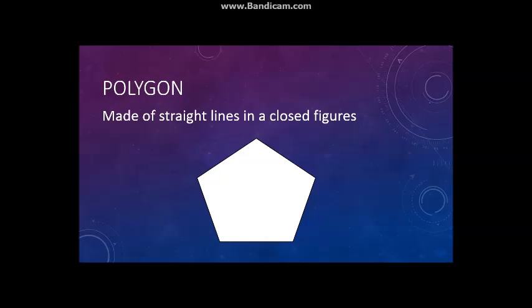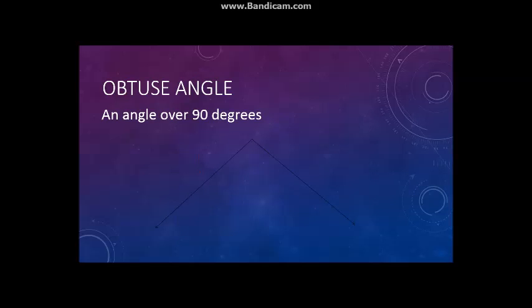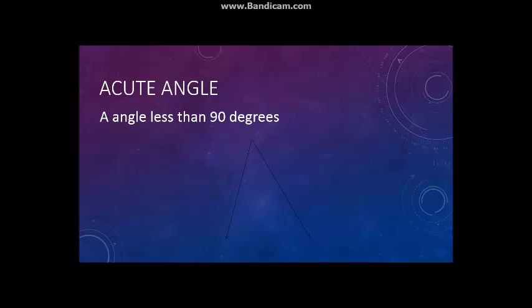Polygon, made of straight lines in a closed figure. So it is completely enclosed, and it's only made out of straight lines, no curves. If it has a curve, it is not a polygon. A right angle, an angle that is 90 degrees, shown by the square. Obtuse angle, an angle over 90 degrees. Acute angle, an angle less than 90 degrees.